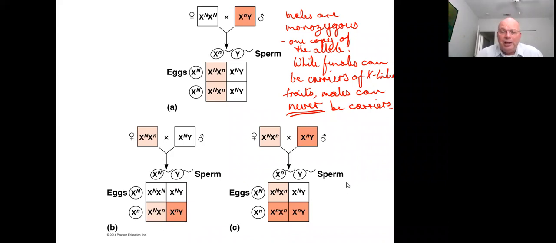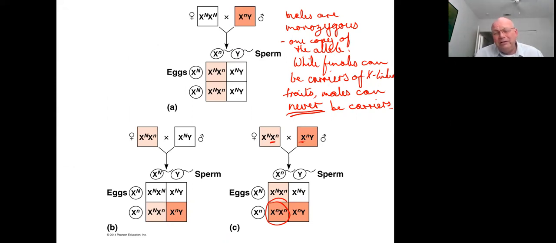Here's the circumstance under which you can get a female with the trait. But it's a very specific situation. The mother has to be a carrier of the trait and the father has to have the trait. Because remember, for a female to have the trait, she's got to be homozygous for it. And here is the homozygous daughter who has the trait. She got the X little n from her mother, and she got the X little n from her father. That's the only way that you can have a female with this trait.